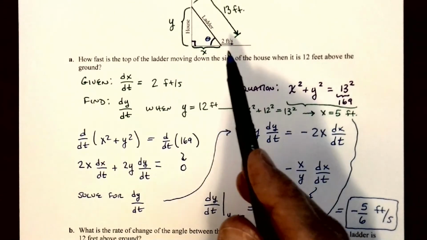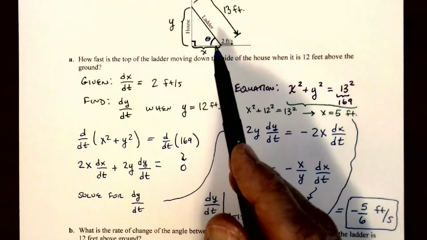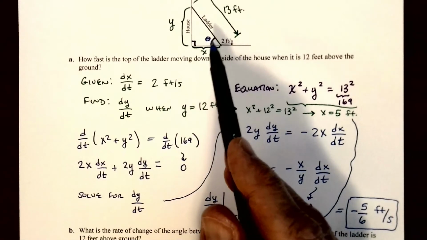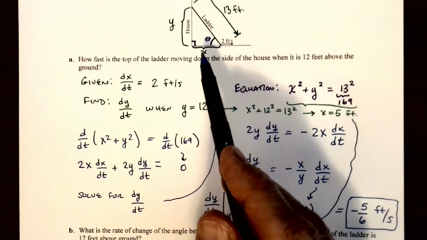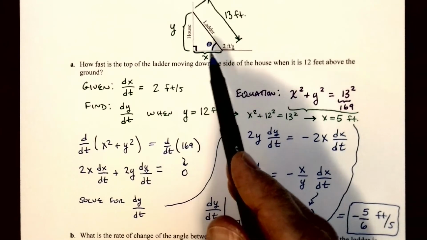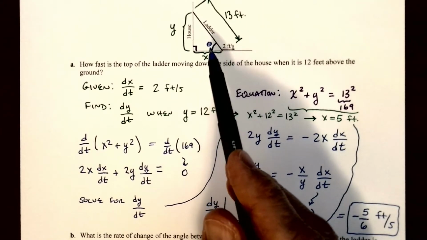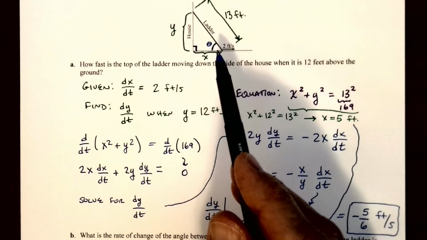So how do we do that? Well, this is a right triangle. What is theta? What is x in relation to theta? That's the adjacent side. Okay. So what trig function do I want to use? Do I want to use cosine or sine or tangent?